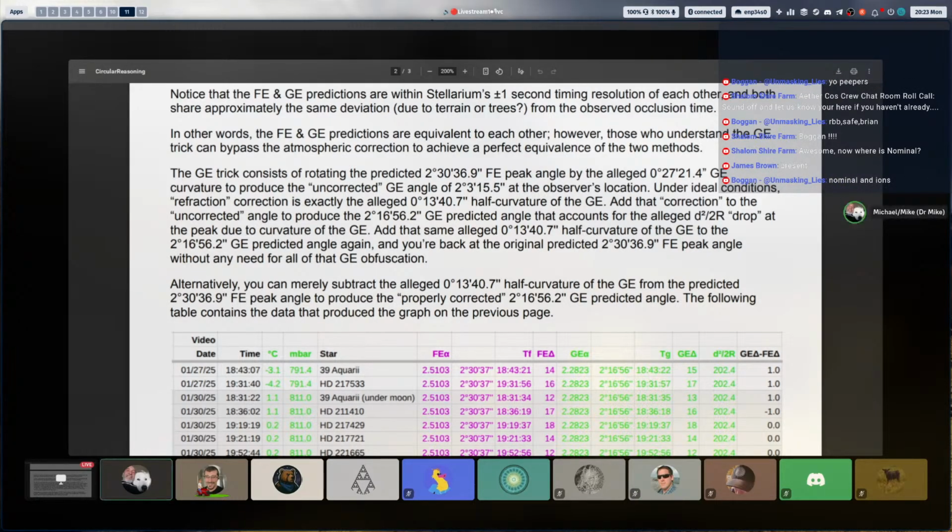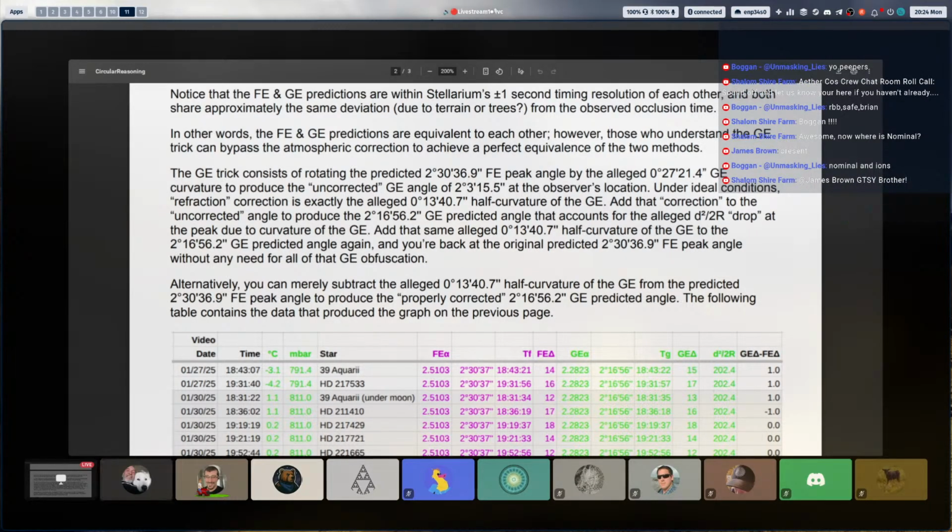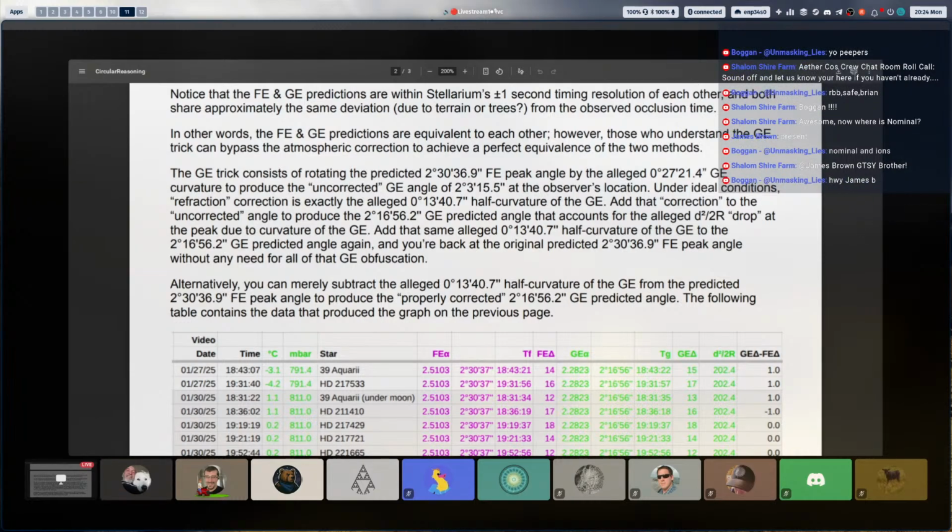So that angle accounts for the alleged d squared over 2r drop at the peak due to the curvature of the globe Earth. And when you add that same 13 arc minute 41 arc second half curvature to their predicted angle again, then you're right back to the 2 degrees 31 arc minute flat Earth prediction for the peak without the need for any of their corrections.